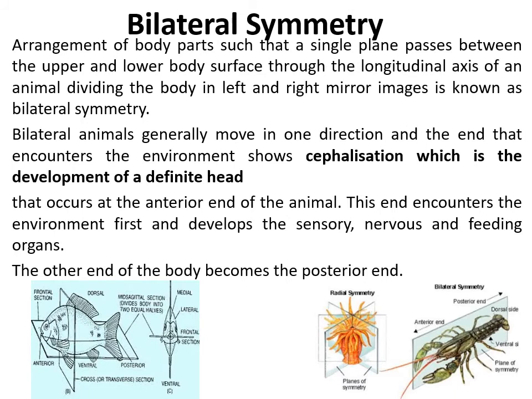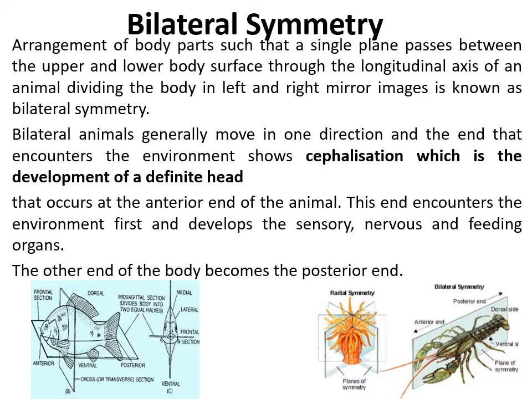Bilateral symmetry is the symmetry that you find in most organisms, where a single plane passes between the upper and lower body surface through the longitudinal axis of an animal, dividing the body into left and right mirror images. This is known as bilateral symmetry, where a longitudinal axis cuts the body into two equal halves.